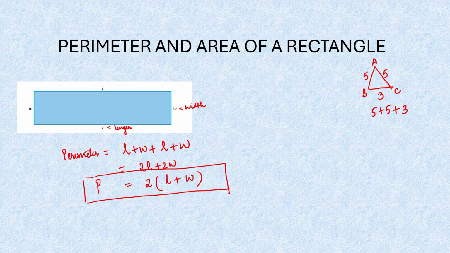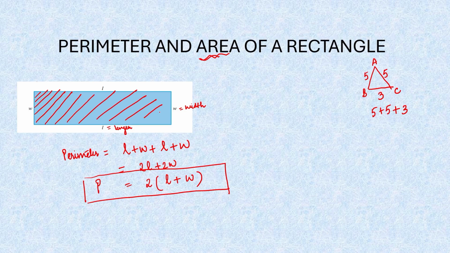Now we'll come to area. What is area of a rectangle? First we'll learn what area actually means. The area of any shape is the amount of surface that it covers. For example, if you have a rectangle given in front of you and you have to calculate its area, the area is the surface that shape will enclose. It is the amount of surface that it covers.